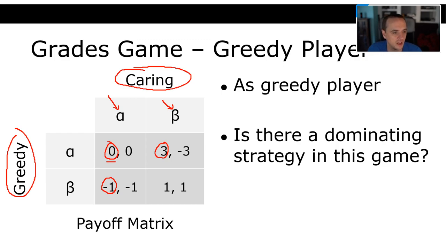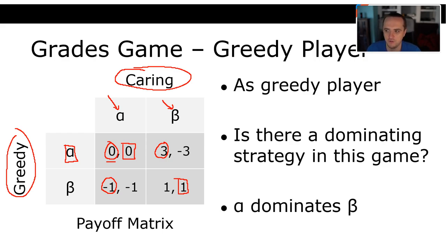Now, let's look at the example of the caring player. Okay? Well, let's first not do that. Excuse me. Let's do it. Okay. So if the greedy player chooses alpha, then our alpha is best because it gives us 0 versus -3. If the other player chooses beta, then beta is better because it gives us 1 instead of -1, okay? So for the caring player, there's no dominated strategy. One does better in one case and one does better in another case. So for the greedy player, alpha dominates beta.